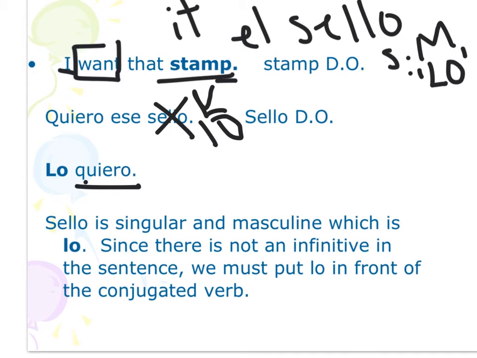So now we need to move lo to the front of that verb. The reason that we use lo is because sello is singular and masculine, and there are no infinitive verbs in this sentence, so we must put it in front of the conjugated verb. And we need to get rid of this ese because you don't need that. I want that. That doesn't make sense. I want that it. Doesn't make sense.